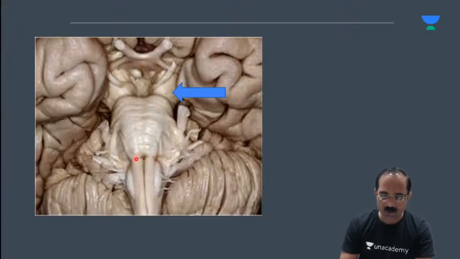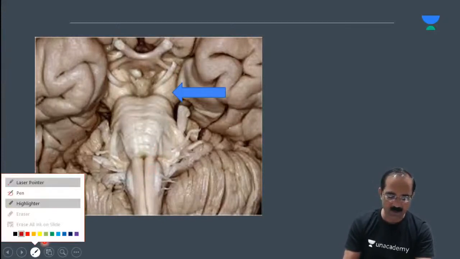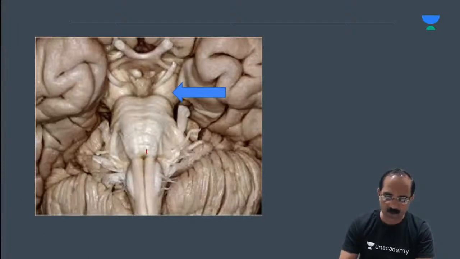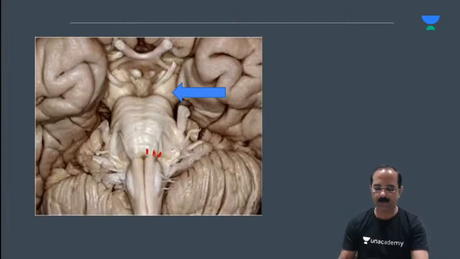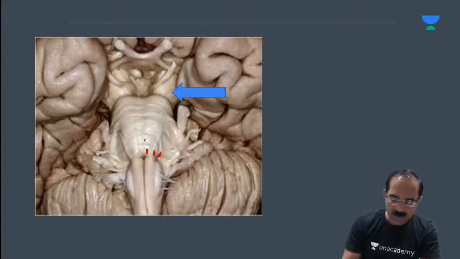What is this junction known as? This is the pontomedullary junction, and there will be 3 nerves attached to it. Can anyone tell me which are these 3 nerves? I'll just draw this for you. What are these 3 nerves attached to the pontomedullary junction? This is the 6th, that's the 7th, and that's the 8th nerve.